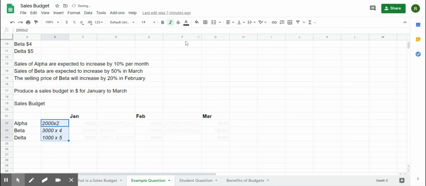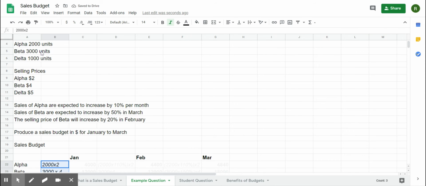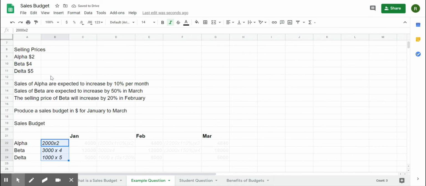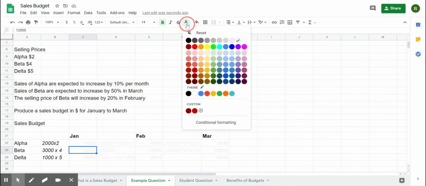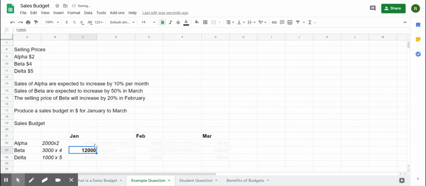So for example, for the Beta, we expect to sell 3,000 units. Selling price is $4. So the total value of the sales in January we expect to be $12,000, and you would just do that for each product.